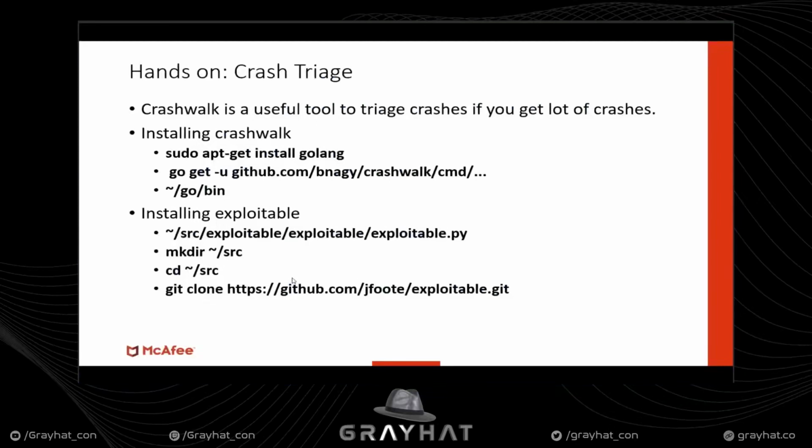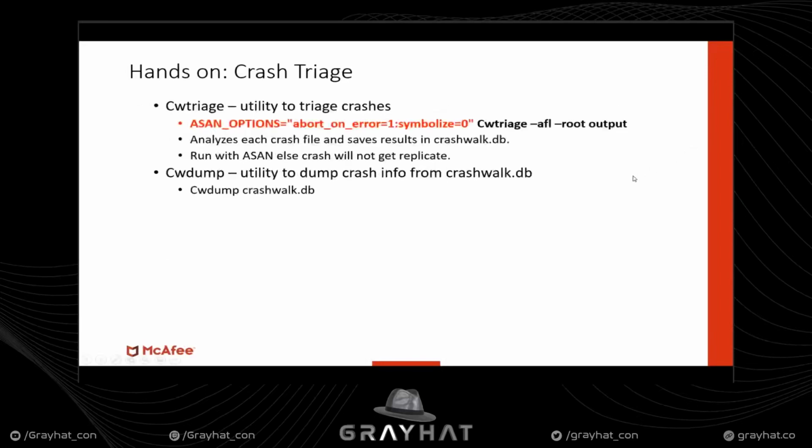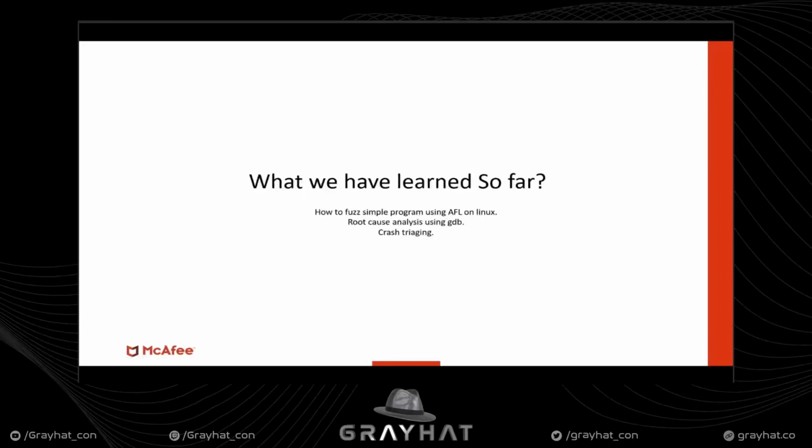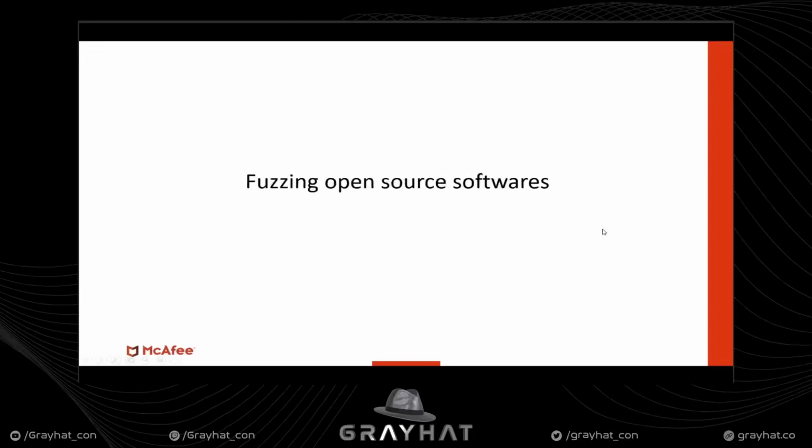Now that we have seen how to install CrashWalk and how to use it to do crash triage, let's move on. So what we have learned so far: we have seen how to fuzz a simple C program using AFL on Linux. We have also seen how to do root cause analysis using GDB, some basic debugging, and how to install CrashWalk and do crash triaging. With this, let's move to the next topic, that is fuzzing open source software.